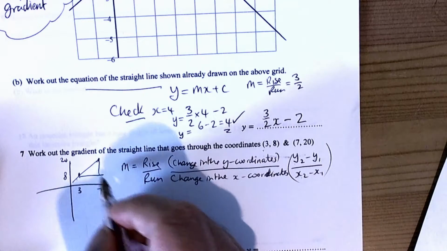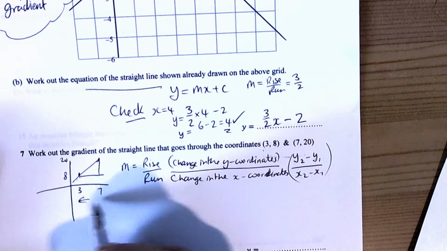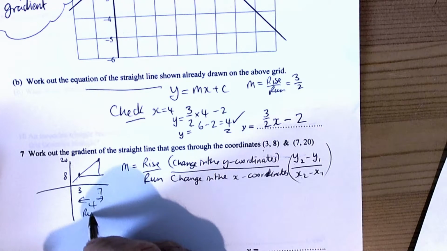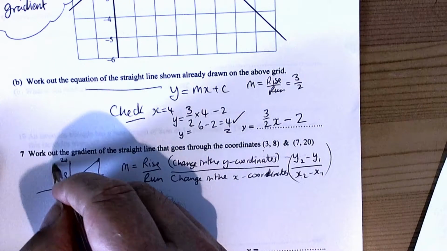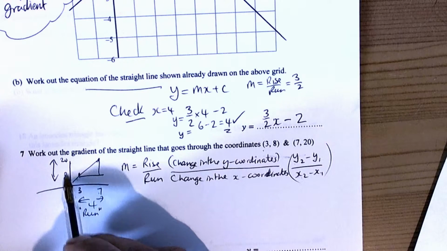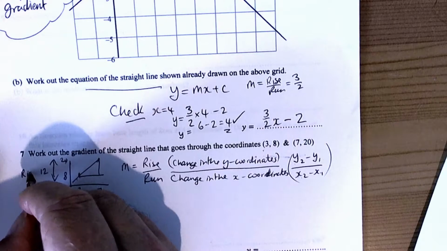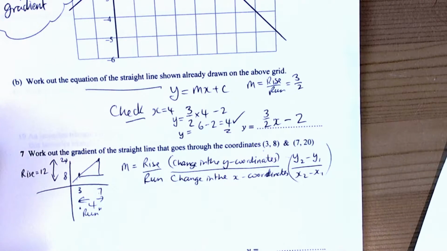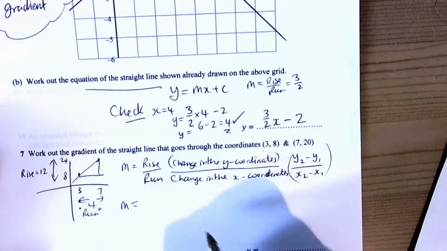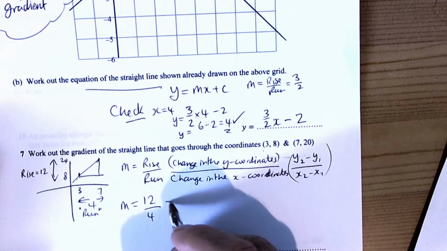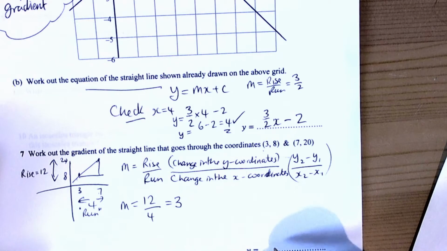So if we join this up, we can see that the change in the x coordinates is 4, so 7 take away 3 was 4, so that's our run number. And the change in the y coordinates was 12. 20 take away 8 is 12, so our rise equals 12. So to work out the gradient then, we take our rise number 12 and we divide by our run number of 4, so the gradient in this case is 3.